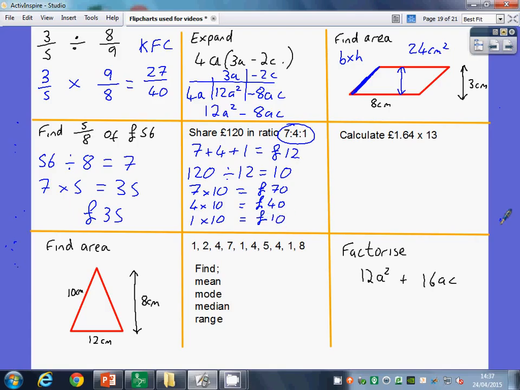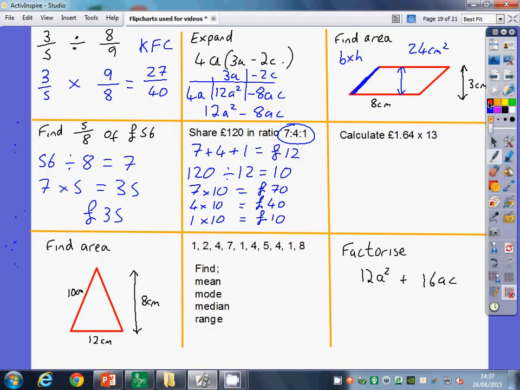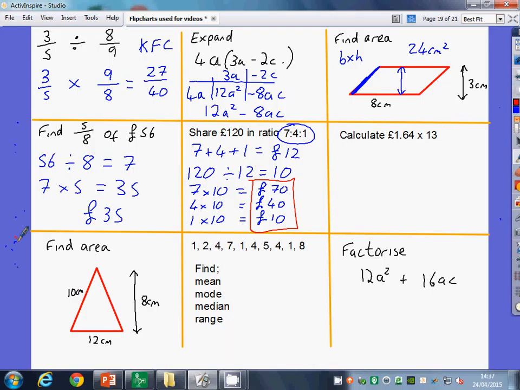Now, we can check we're right because what we can look at is if my 3 people, if one person's getting 70, one person's getting 40, and one person's getting 10, does that add up to the £120 that we had to begin with? Obviously, the answer is yes. Therefore, we know we've got that one correct. Do practice sharing in the given ratio if that is something that you struggled with.